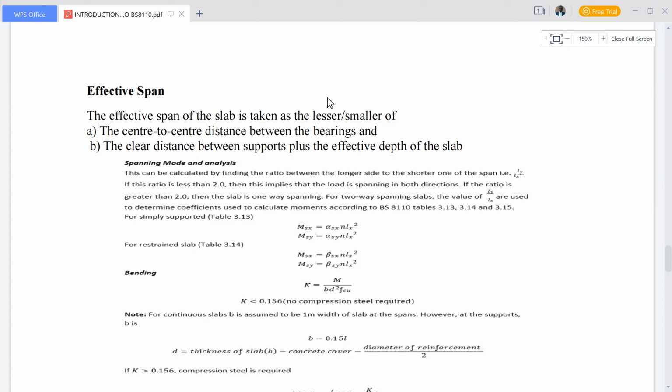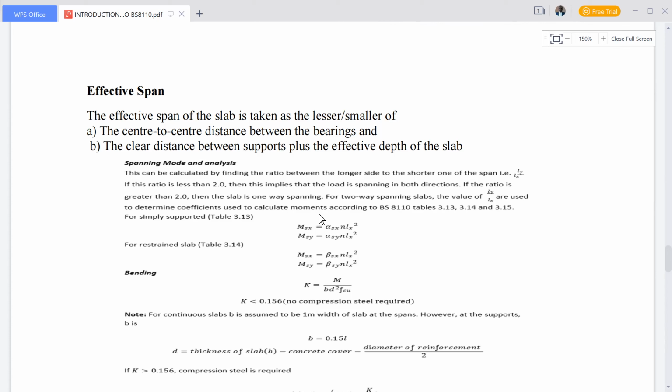And now we have spanning mode and analysis. So how our slab spans determines how we shall analyze it. And remember we said in the above page that we have one-way and two-way spanning slabs. Now what you need to determine is the value of Ly over Lx. We said that if the ratio is less than 2, then it means the load is spanning both directions and our slab is two-way spanning. But if the ratio Ly over Lx is greater than 2, then we say the slab is one-way.